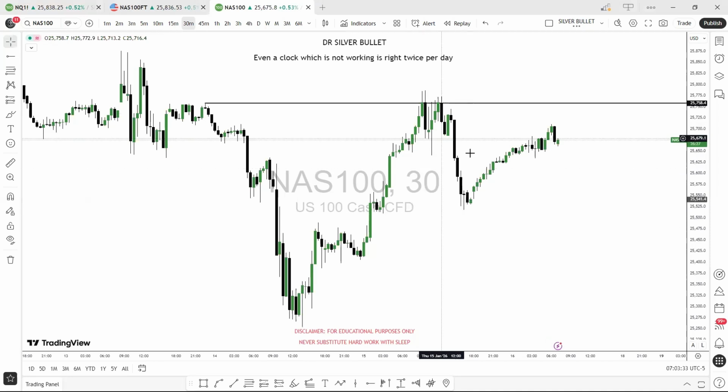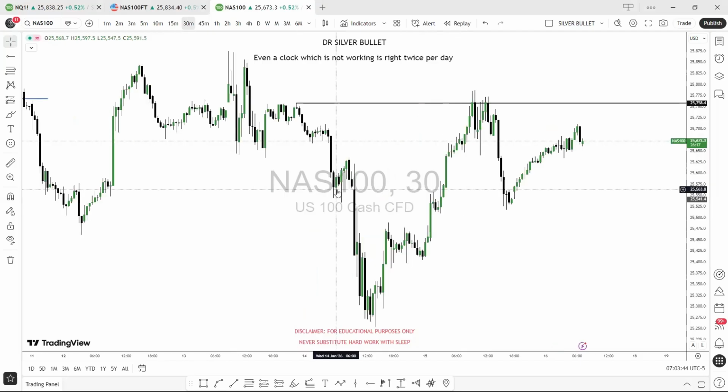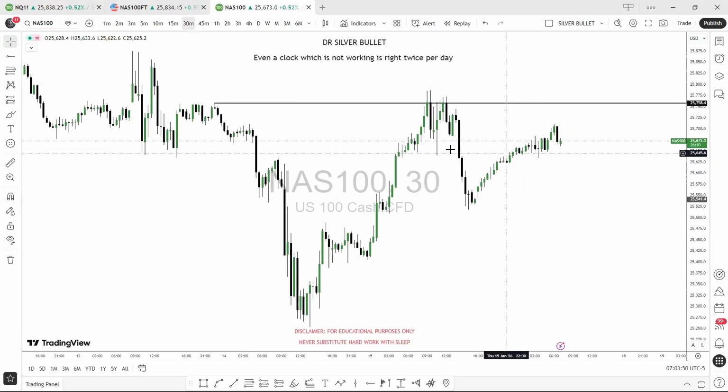So this is the only criteria that we are going to use to be able to take entries. If we are to take profitable entries, we must use this strategy.